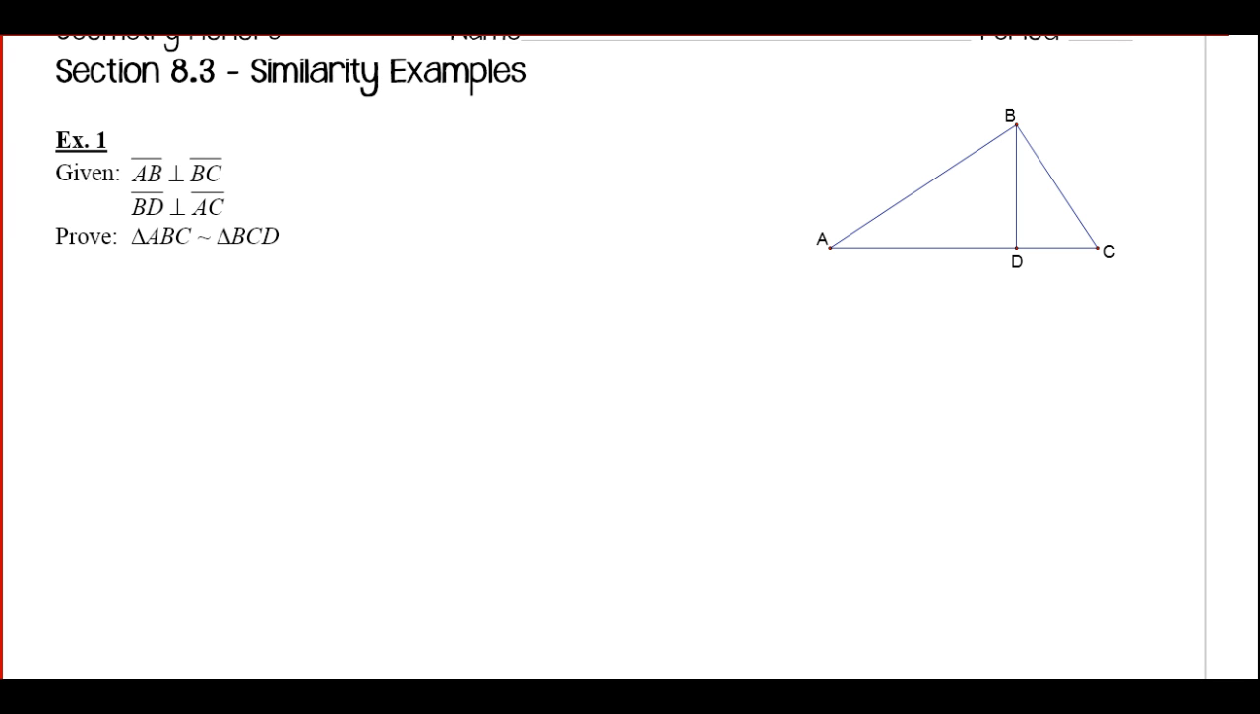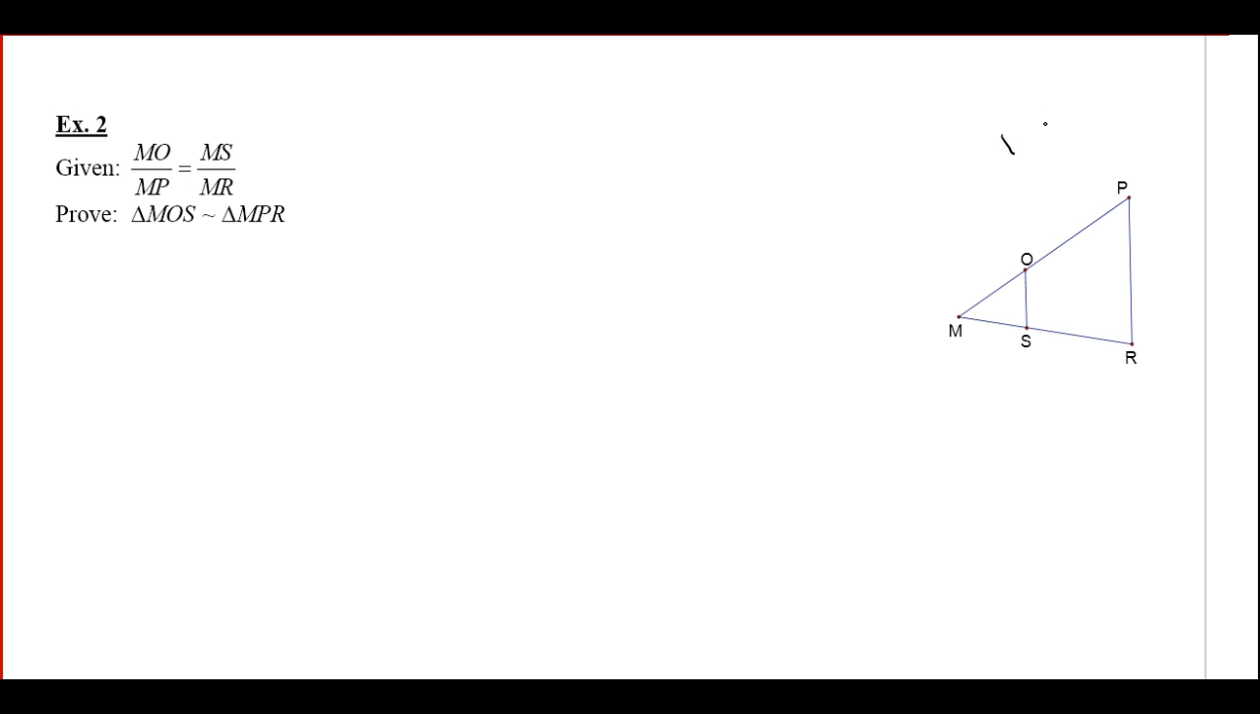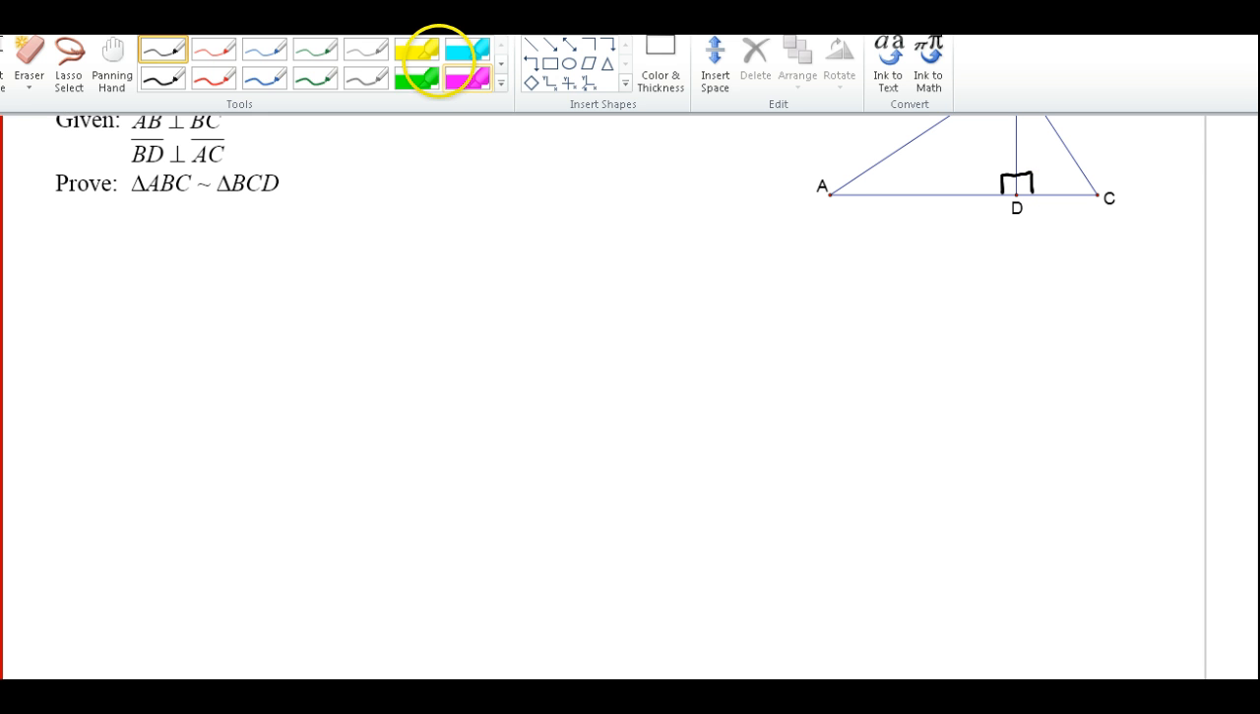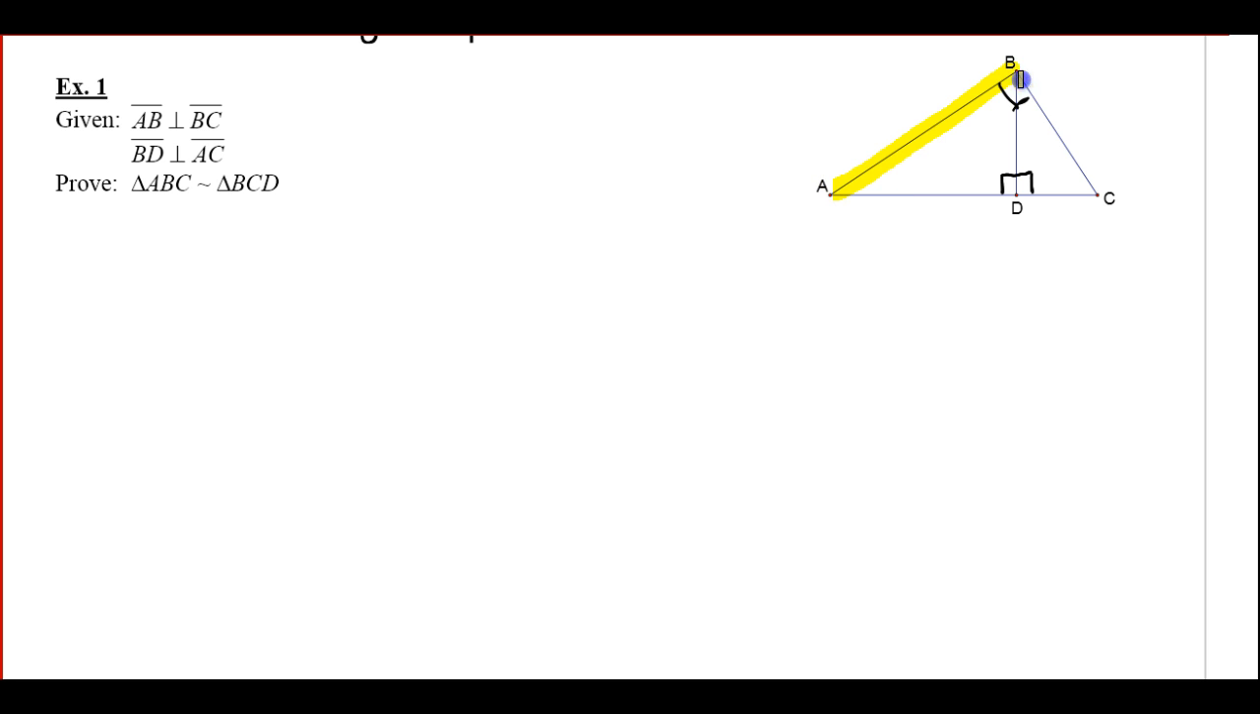So we're given that AB is perpendicular to BC. So we've got a right angle here, and we've got that BD is perpendicular to AC, so I know that these are both right angles over here. And I want to prove that triangle ABC is similar to triangle BCD. Okay, so we've got these two overlapping triangles that I want to prove are similar.